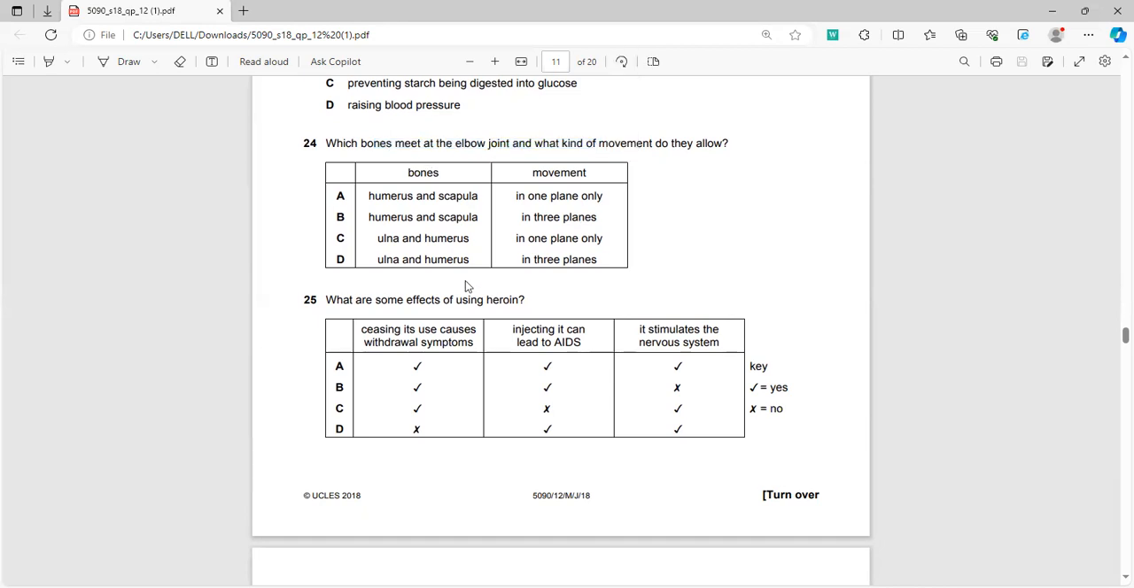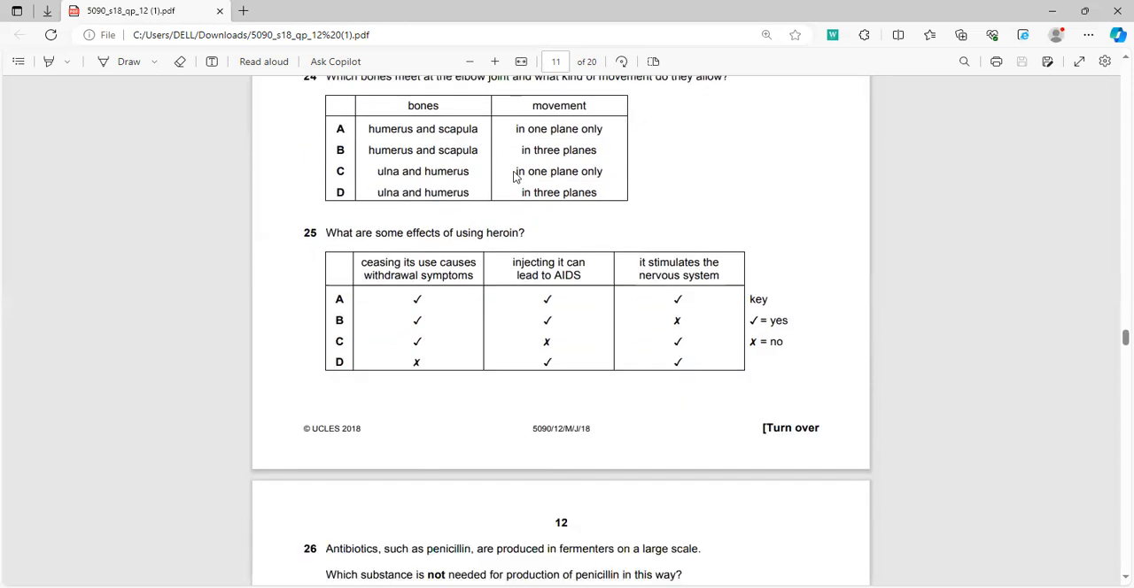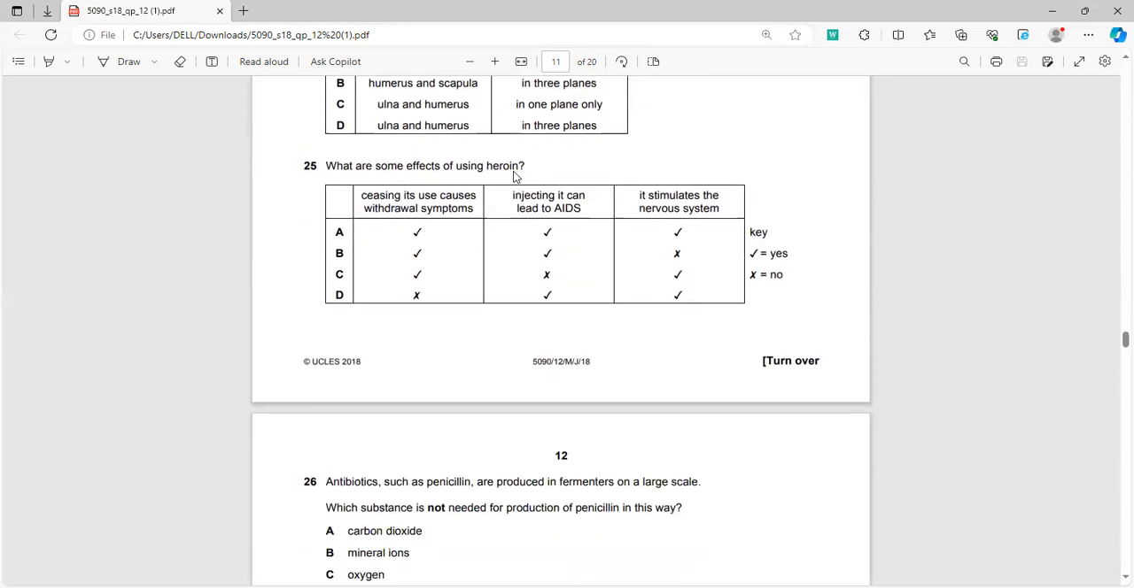At the elbow joint, the humerus and the ulna meet and they allow movement in only one plane, unlike the ball and socket joint, which is at the shoulder and allows movement on all three planes. Now, what are some effects of heroin?